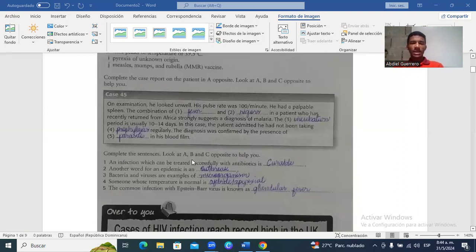Complete the sentence. Look at A, B, and C opposite to help you. An infection which can be treated successfully with antibiotics is curable. Another word for an epidemic is an outbreak. Bacteria and viruses are examples of microorganisms. Someone whose temperature is normal is afebrile. The common infection with Epstein-Barr virus is known as glandular fever.